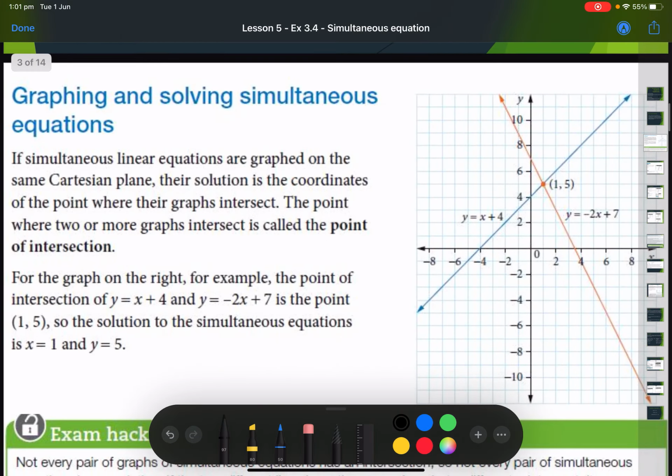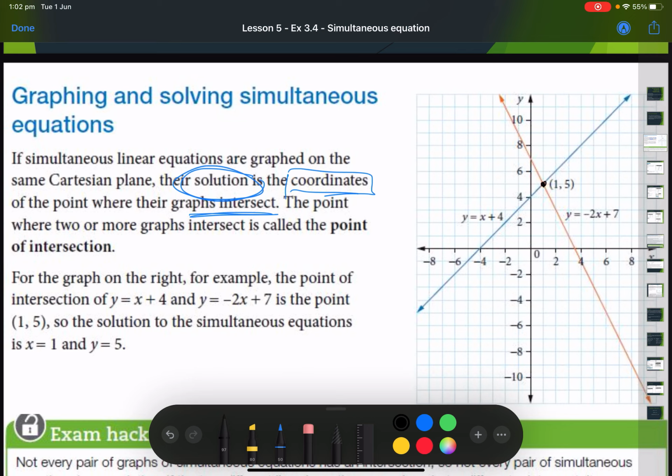So in terms of graphing and solving simultaneous equations, we know they can be graphed on the same Cartesian plane, or axes. And whenever you see the word solution, it is referring to where those two lines intersect, so the coordinate at which they intersect. Here we've got our orange line and our blue line. Our solution would be at this point here, 1, 5, where the x value is 1 and the y value is 5.